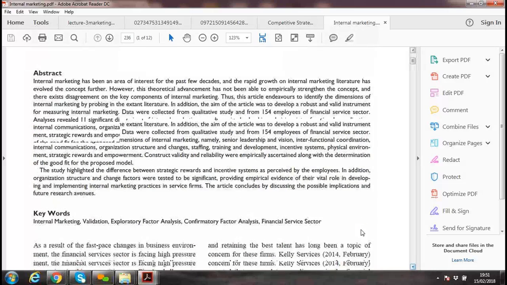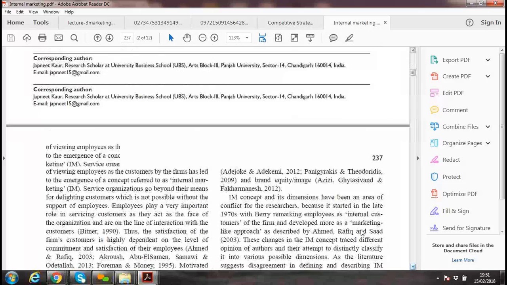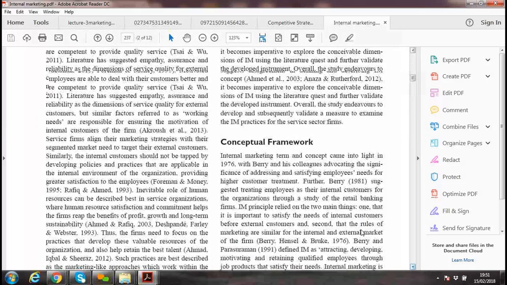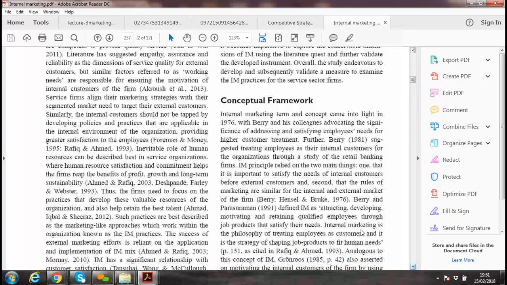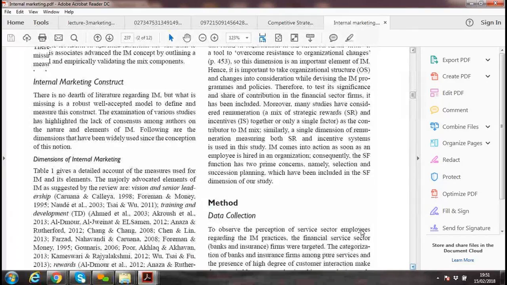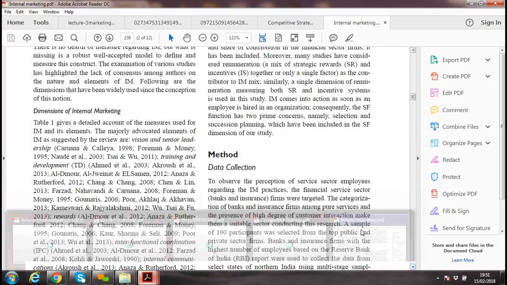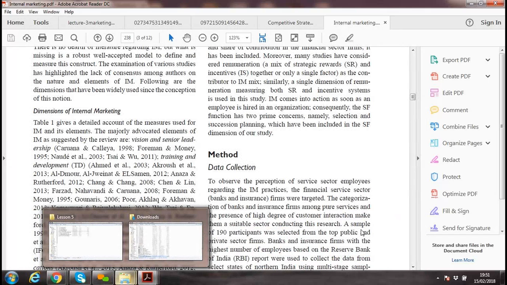So this is all about the discussion of internal marketing: how an organization can do internal marketing, what the benefits of internal marketing are, and what internal marketing is. So all of that has been discussed. Please add some discussion and put the references within your assignment as well. Okay, let's move on now.